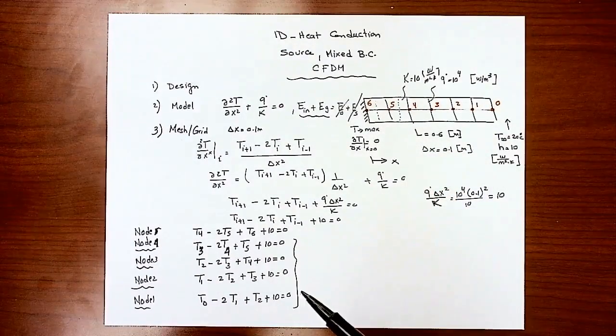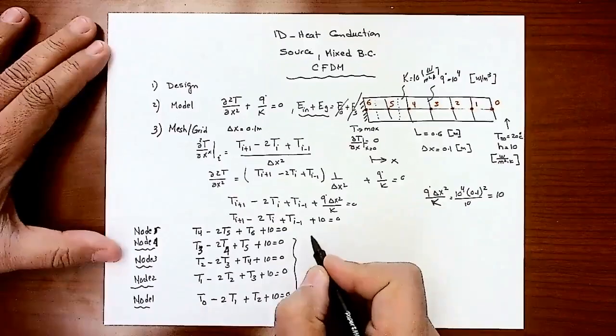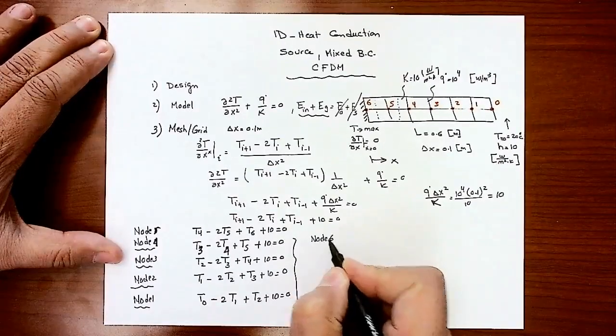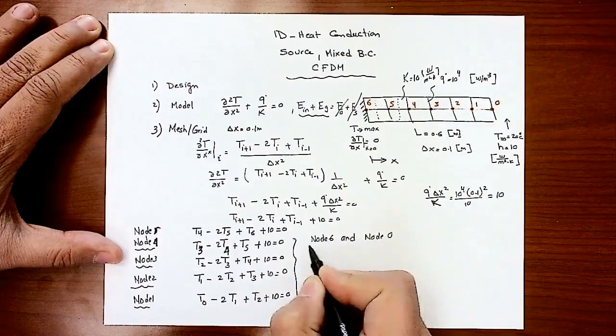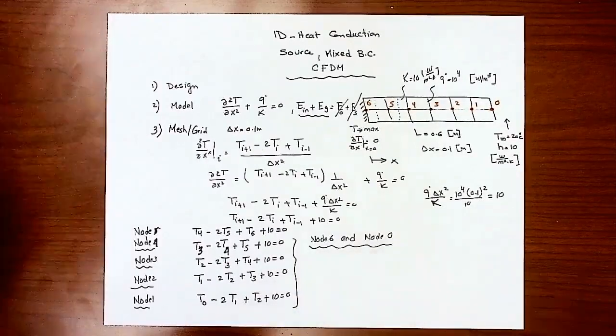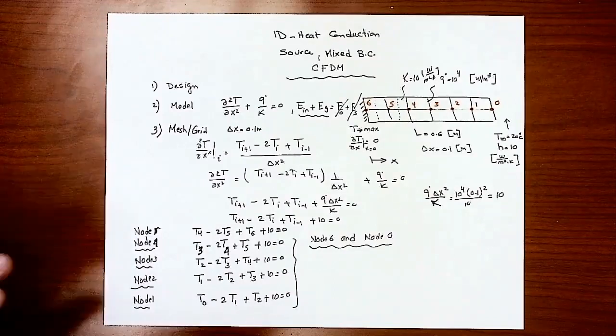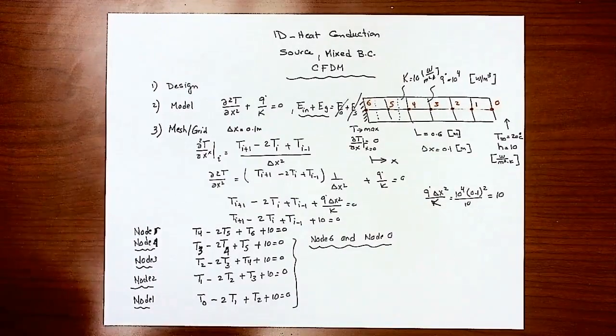Now I need to get into node 6 and node 0 to get the 2 additional linear equations. So let's start with one of them. I will start with node number 6 and see how we can extract that equation.